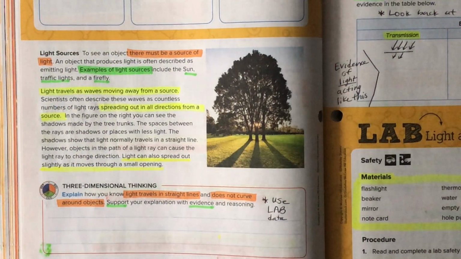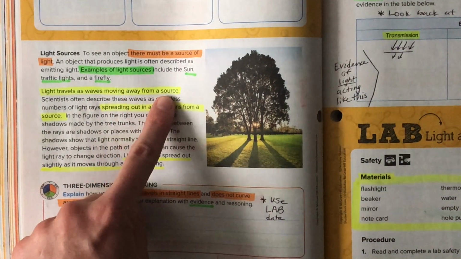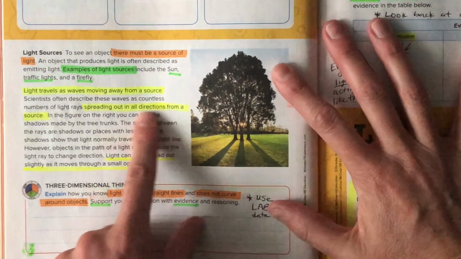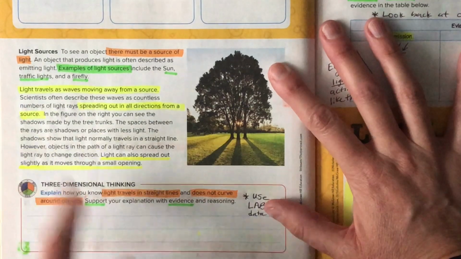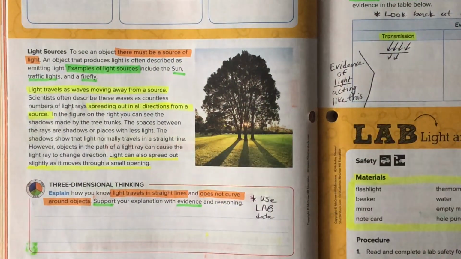Light travels as waves moving away from a source. Scientists often describe these waves as countless numbers of light waves just spreading out in all directions from a source. Notice I've highlighted these because I believe that they are very important.